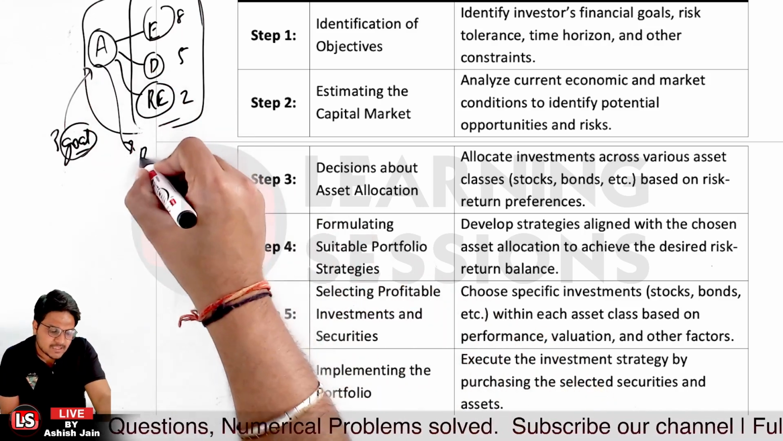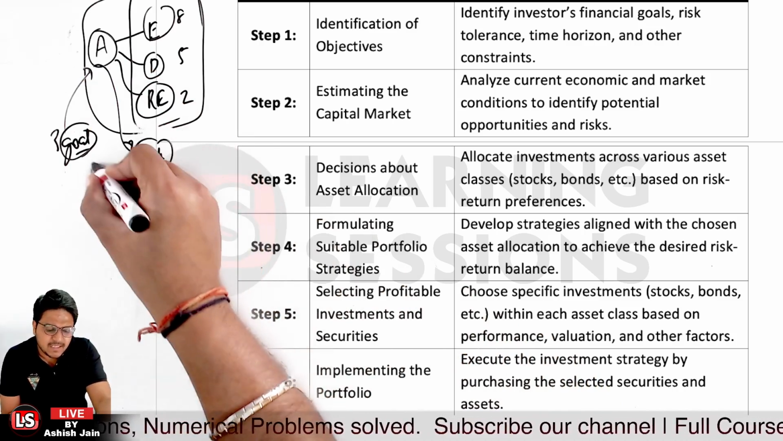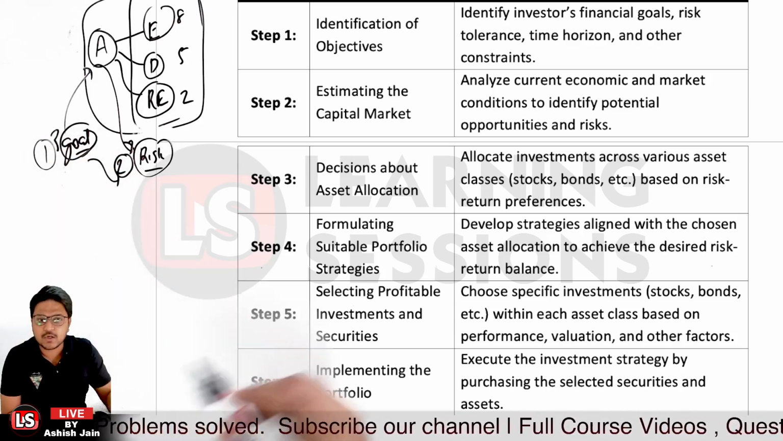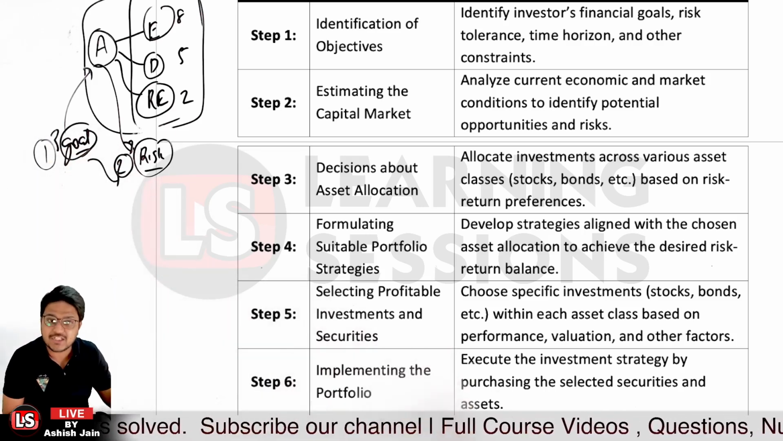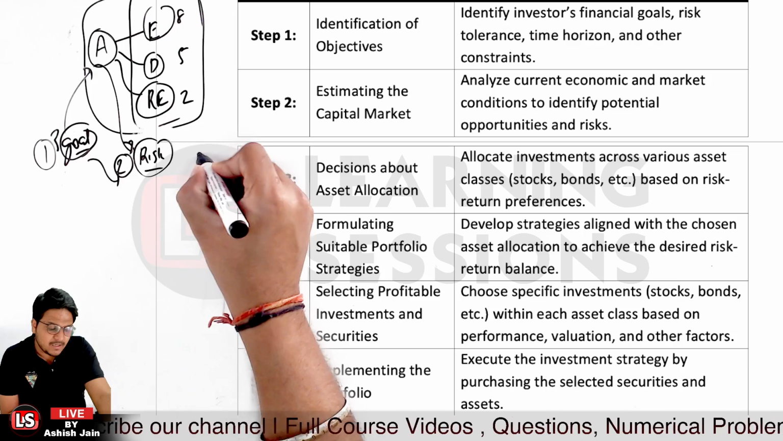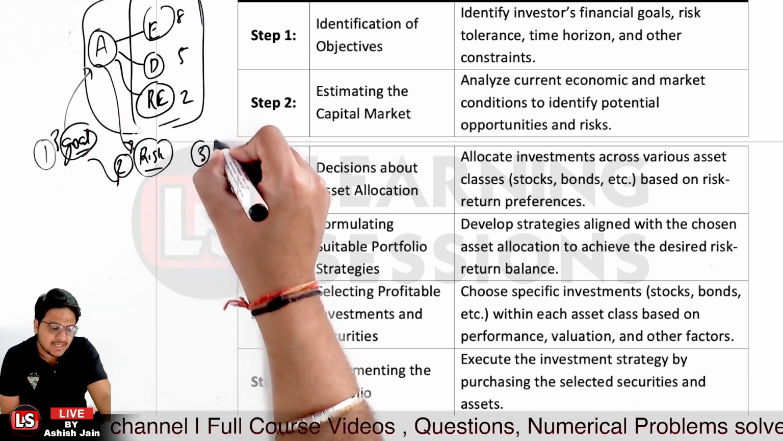What are the different risks? What are the different opportunities right now in the market? That's the second step. So the first step is the goal. The second step is related to market checking, that is market analysis. And the third one is related to what different assets we can be investing in, that's the asset allocation.